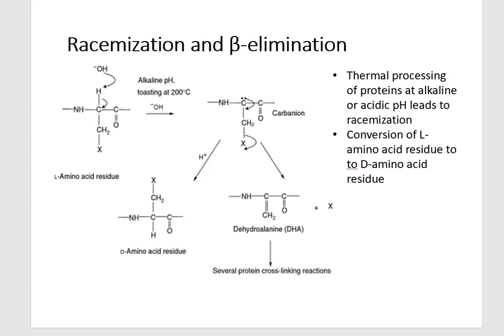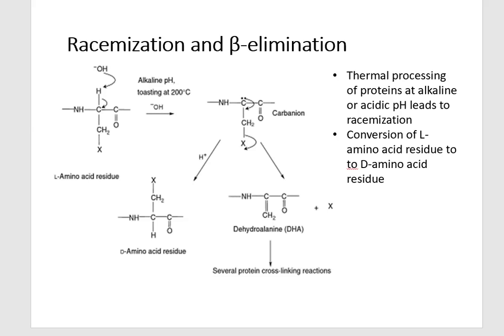Racemization and beta elimination. So thermal processing of proteins at alkaline or acidic pH leads to racemization. It can be a partial racemization or full racemization. Remember amino acids have 2 isomers, L and D. So it's basically conversion of L amino acid residue to D amino acid residue. That's the racemization reaction. It can happen at acidic or basic pH. But here this figure shows the mechanism at alkaline pH.